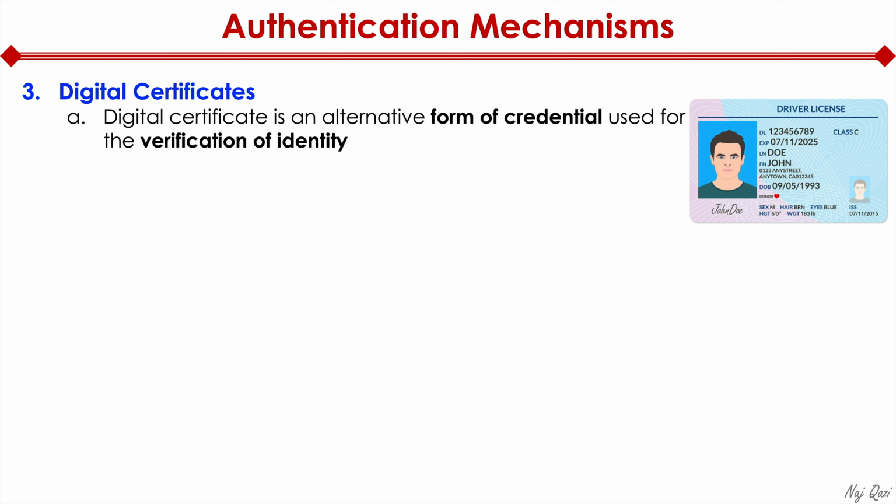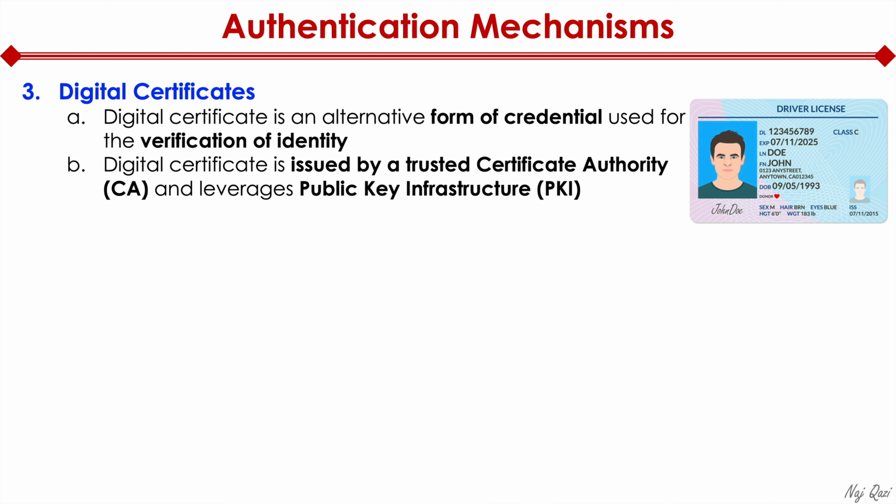So computer systems use digital certificates to verify the identity. For example, if there's a digital certificate on a server, it's to make sure that it's a legitimate server, not some rogue bad actor's machine in our environment, but a legitimate server installed by our corporation. And a digital certificate is issued by a trusted certificate authority, and it leverages PKI, or public key infrastructure. Now there's a lot there, so let me unpack one by one.